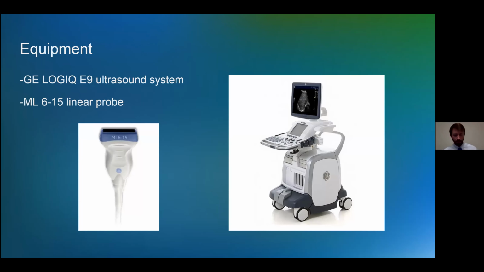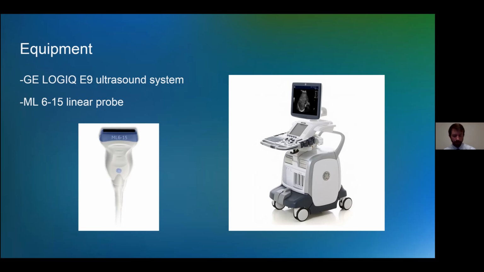So this is the equipment that we were able to use. We were fortunate enough to be able to utilize the GE Logic E9 ultrasound system for the exam. We found that the linear probe worked really well for the superficial structures that were overlying the pelvis. We were able to use this for the majority of the exam.